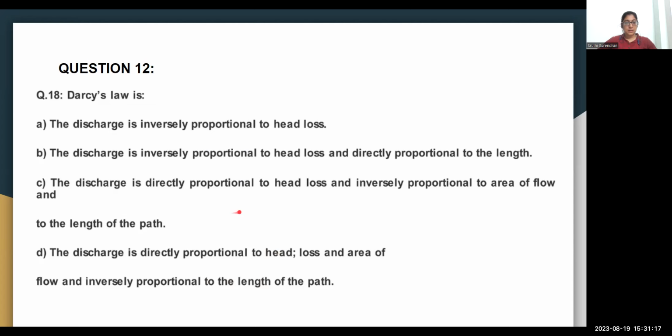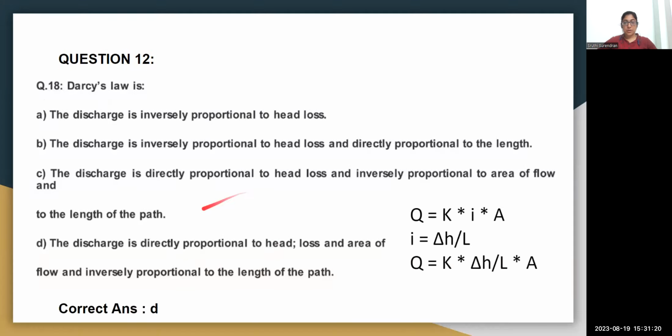Okay. So the right answer is option D. We learned about how Q is equal to K into I into A. I is equal to delta H by L. So Q is directly proportional to the head loss, which is given by delta H, directly proportional to the cross-sectional area, and inversely proportional to the length of the flow path. So the correct answer is option D, directly proportional to head loss and area of flow, and inversely proportional to the length of the path. Moving on to the next question.